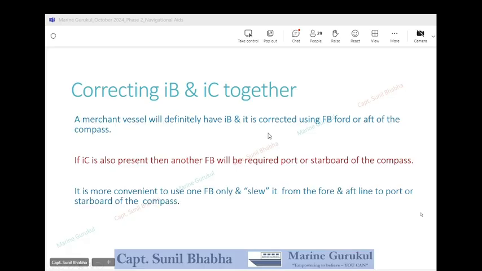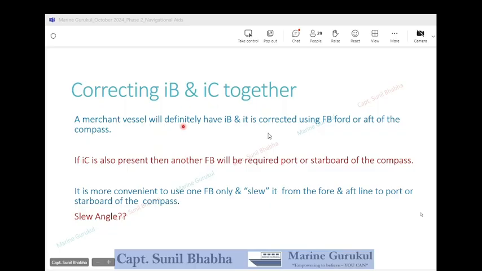Now one important thing to understand here is that if a merchant vessel has both the coefficient IB as well as IC together, we have a method with which both these coefficients can be corrected in one go. Instead of using two flinder bars, the correction can be done using only a single flinder bar, which will correct both these coefficients together, induced P as well as induced C. So how is this done?